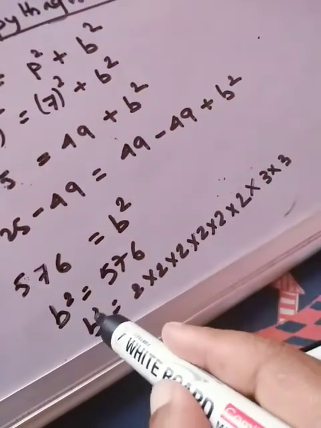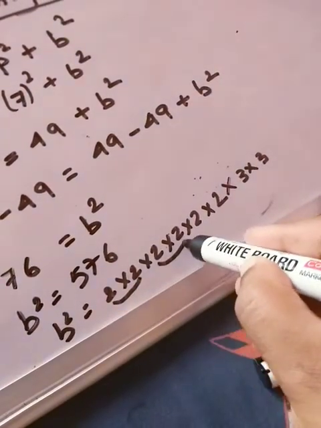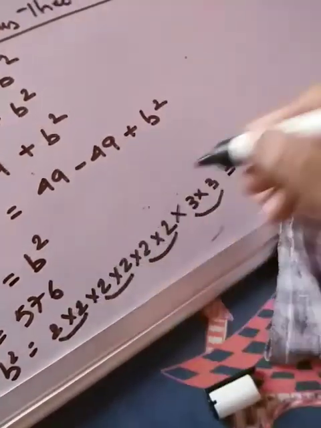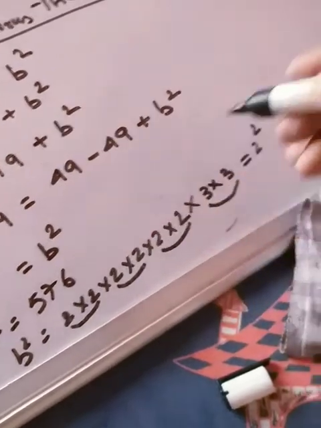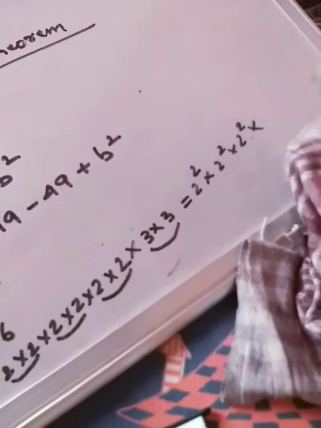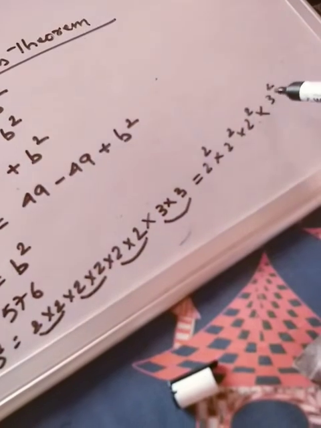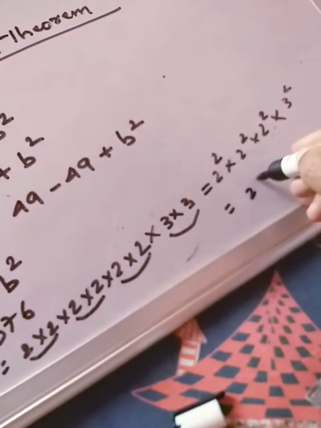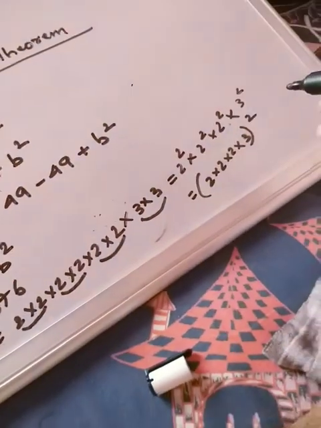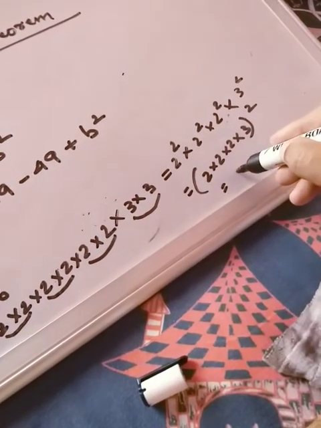Now because there is a square, we'll make pairs. These are the pairs. So 2 square, again 2 square, again 2 square, and again 3 square. Now everyone is carrying square as a power, so we'll take square as common power, like this. Now we multiply this: 2 into 2 is 4, 4 into 2 is 8, 8 into 3 is 24.